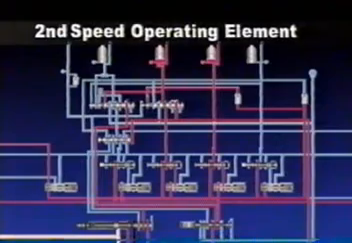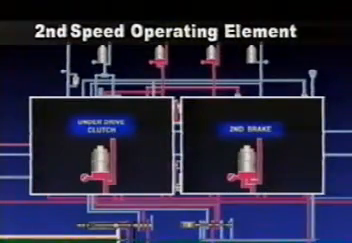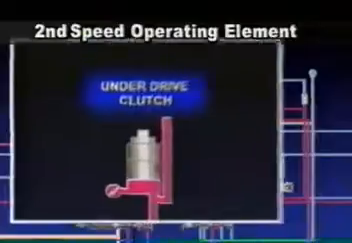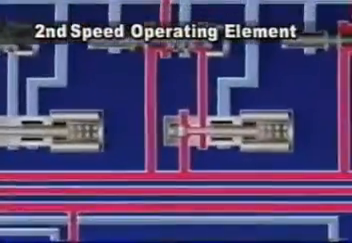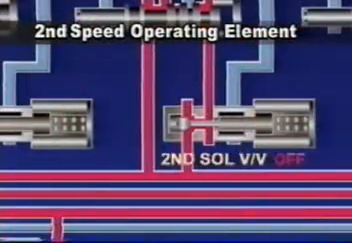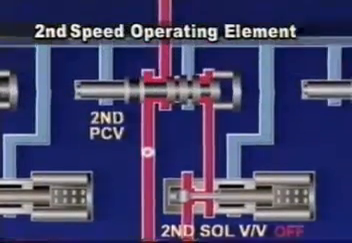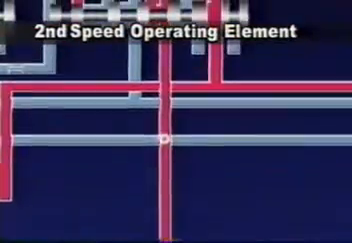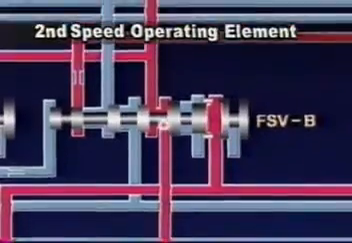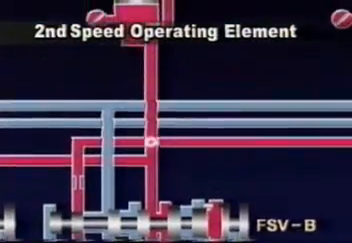In second speed gear, underdrive clutch and second brake are operating elements. Underdrive clutch operation is maintained until it reaches third speed during forward driving. This is how the second brake works. Oil pressure generated from the oil pump is adjusted by the regulator valve. Then it passes second brake pressure control valve and fail-safe valve B, and is supplied to the second brake through the second brake accumulator.